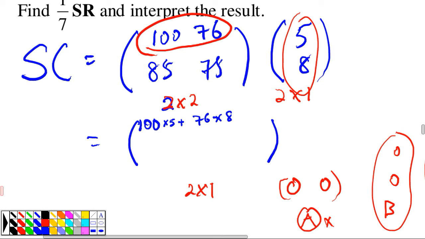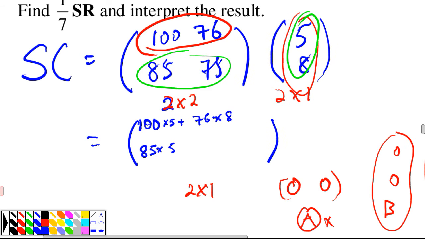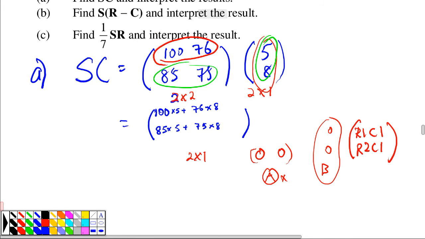Then what about the bottom one? I have one more number here, right? What will I do? 85 times 5 and then 75 times 8. Okay, what's the final answer? 1108. 1025.